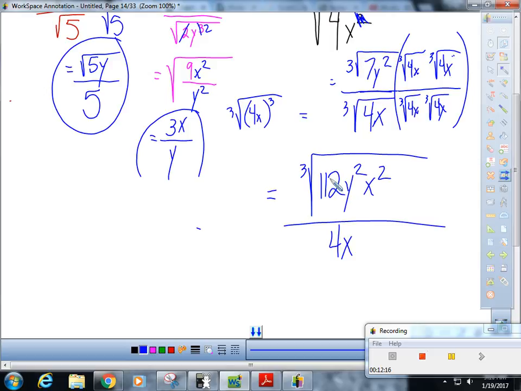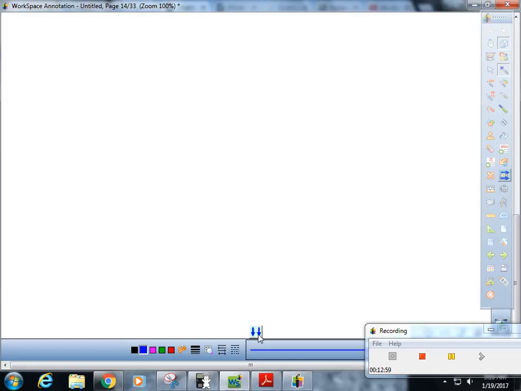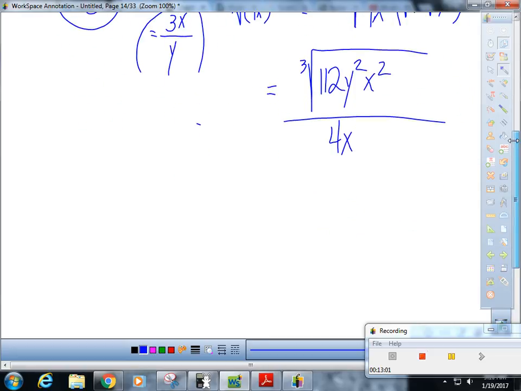Well, hold on. Let's see. What's 3 cubed? 27? What's 112 divided by 27? Okay. What's 112 divided by 6? No, what's 112 divided by 8? That's what it is. Okay, so we're not done. I lied. Okay, so look. I'll rewrite the next step. Just do your best. Don't worry about this. You might not ever need to do this again.